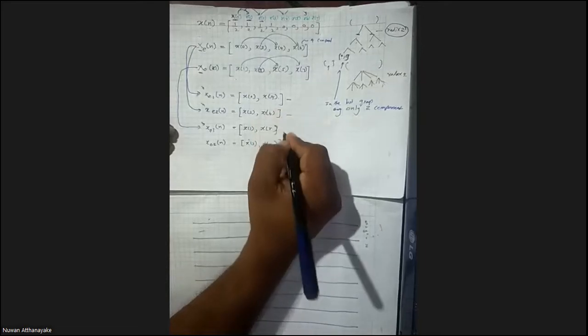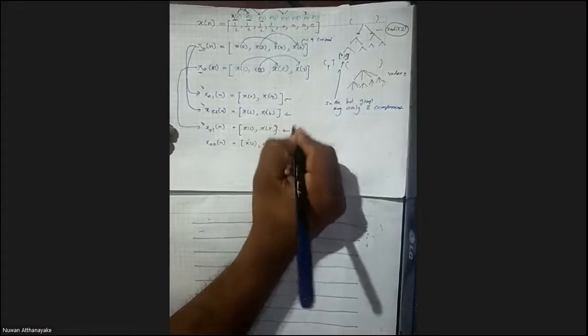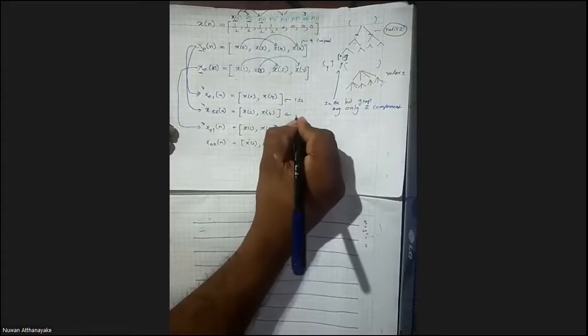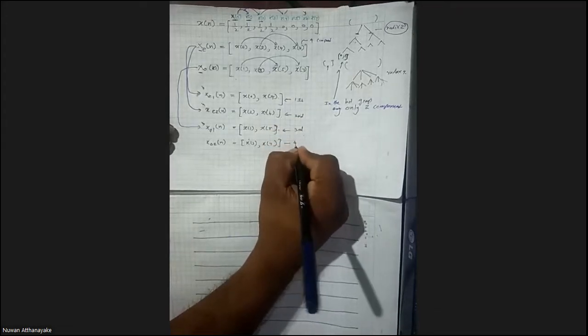So these are my final groups. Okay, this is my first group, the final first group. This will be my second group. This will be my third group, and this will be my fourth group.